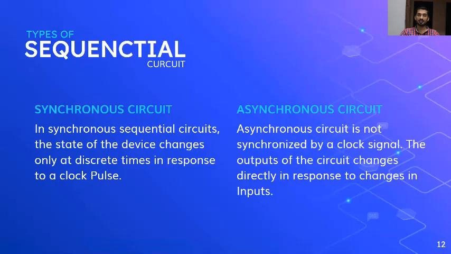Types of sequential circuit. There are basically two types of sequential circuit. Number one is the synchronous circuit. In synchronous sequential circuits, the state of the device changes only at discrete times in response to a clock pulse. The other type is the asynchronous circuit. An asynchronous circuit is not synchronized by a clock signal. The output of the circuit changes directly in response to a change in input.